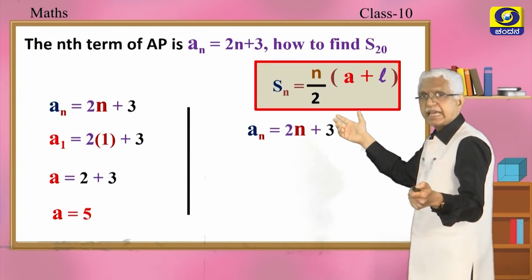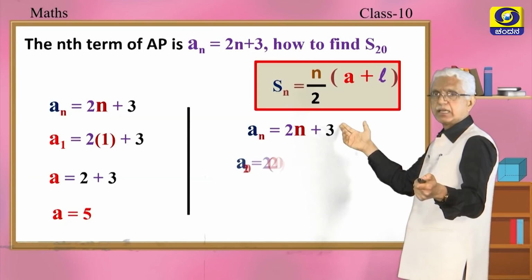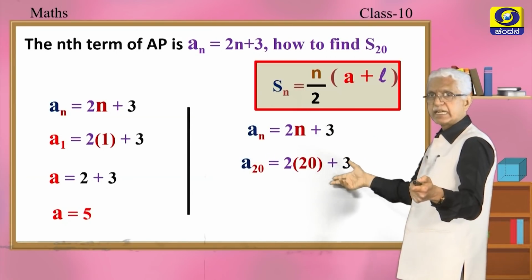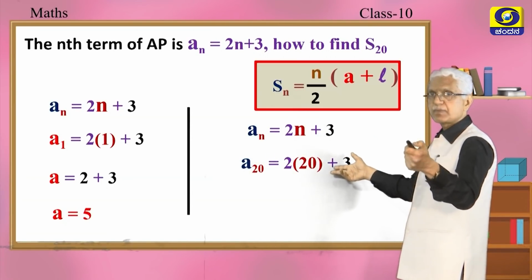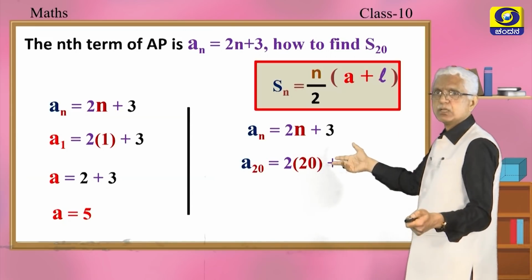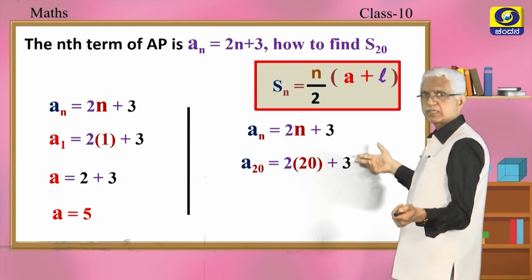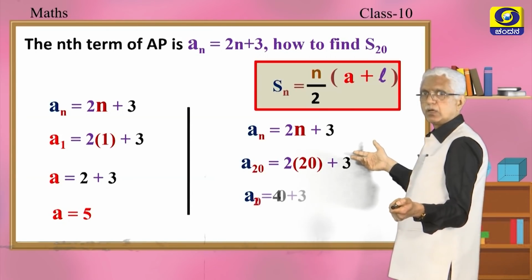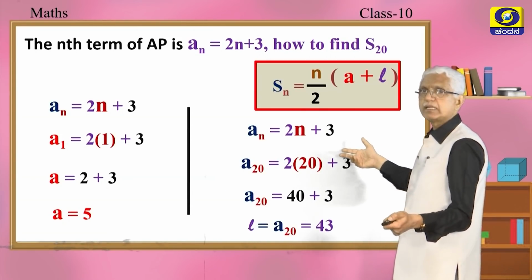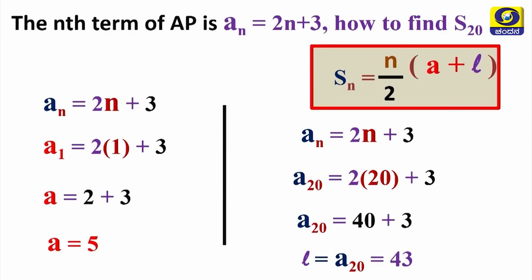So an is equal to 2n plus 3, and I told you, my dear children, the last term is nothing but the 20th term. So a20 is equal to 2 into 20 plus 3, correct? 2n plus 3, n is 20. So a20 is equal to 40 plus 3, which is 43. So the 20th term is 43, which is nothing but the last term. l is equal to 43.